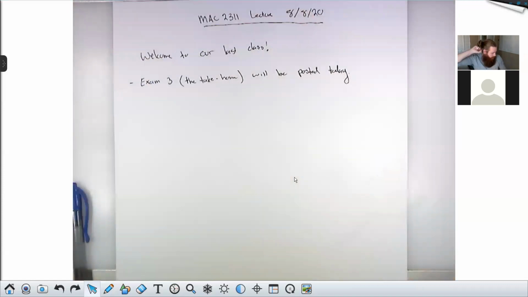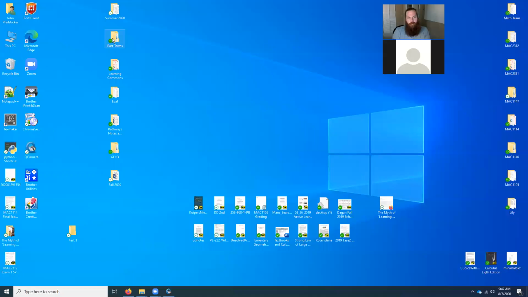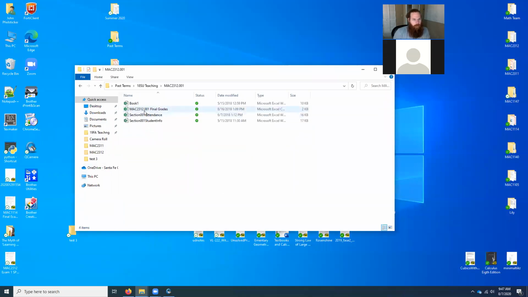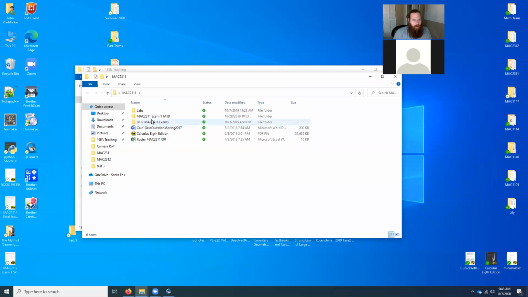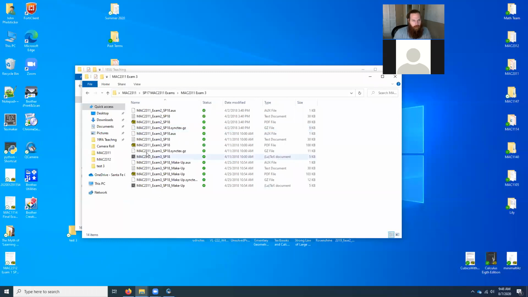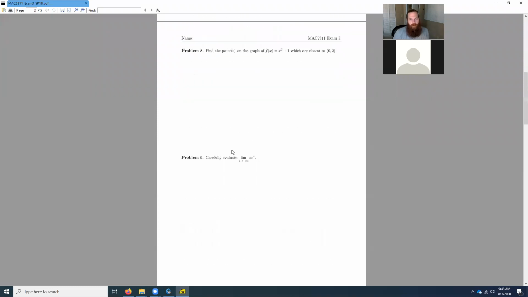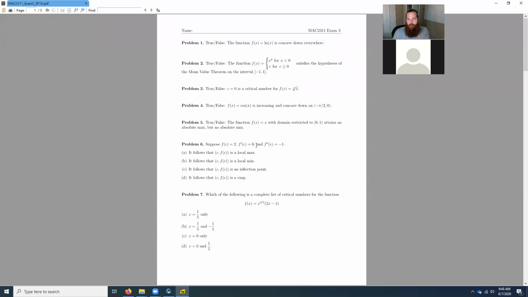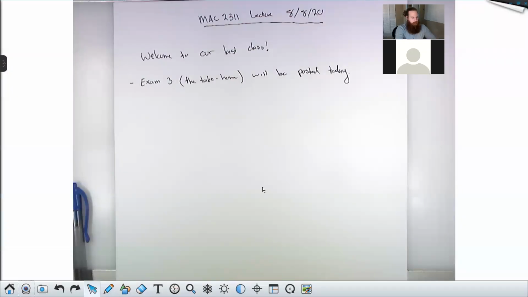All right, so exam 3, which is the take-home, is going to be posted today. It'll look something like this. It'll be a PDF looking like this, and you'll print it up, write down your answers, and then scan those back in. And you'll have until Tuesday.